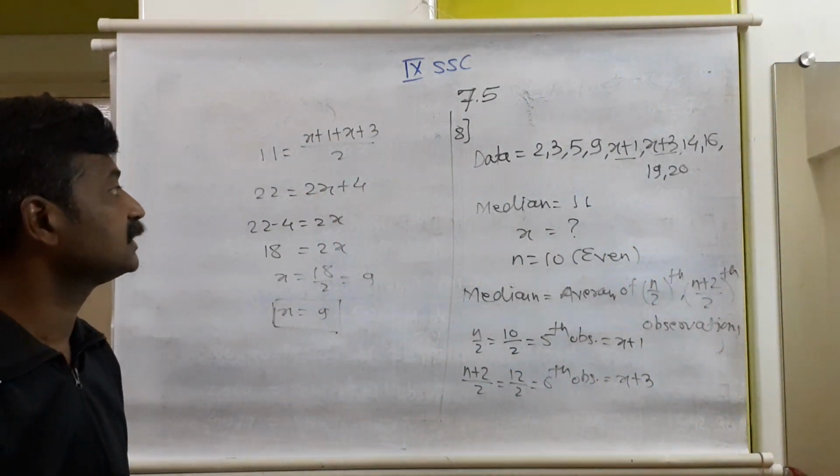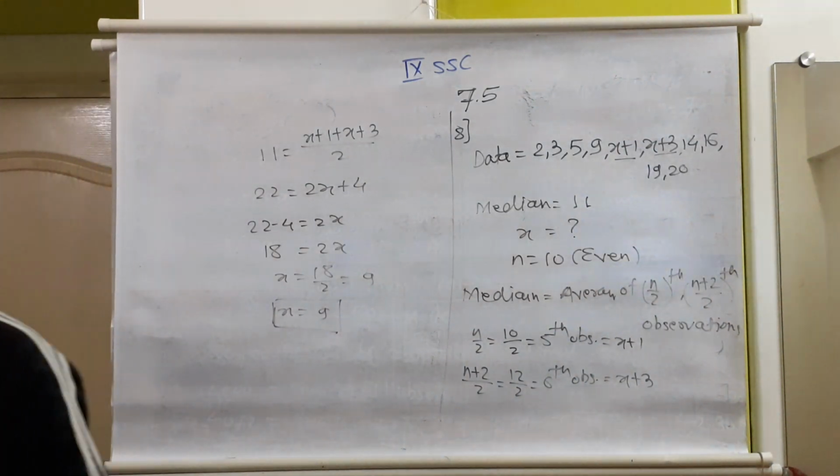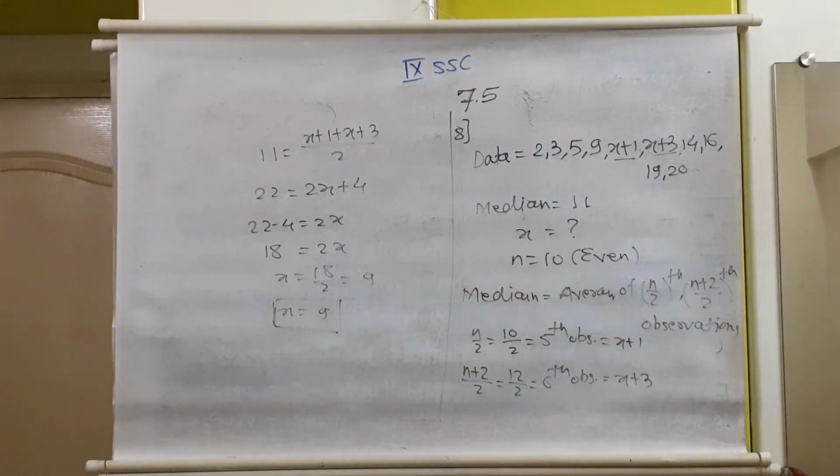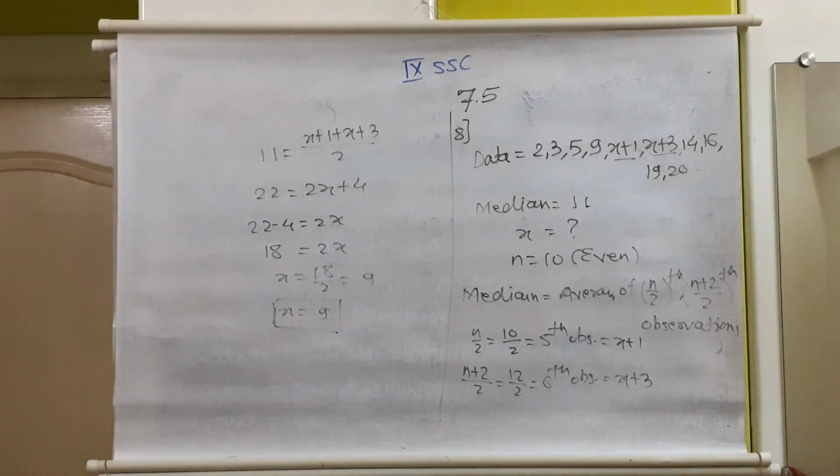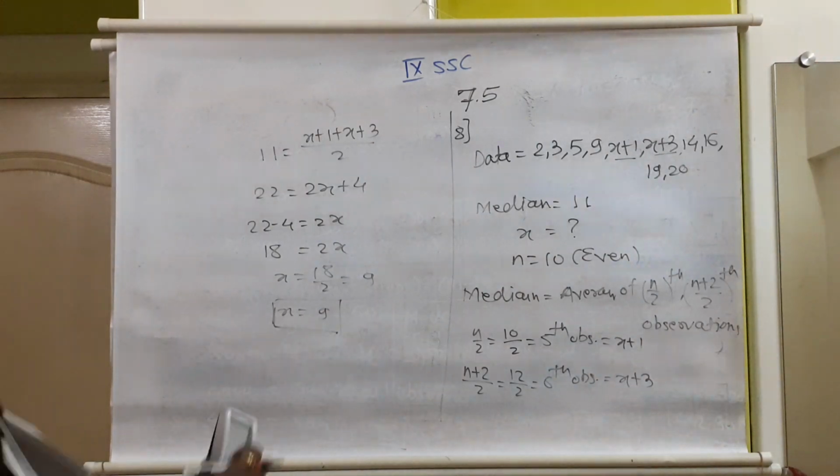Simplifying this, we will get the value of x. So here is the solution for 7.5 practice set question number 8, that is, the value of x is equal to 9. I hope you understood. Let us continue with question number 9 of this practice set.